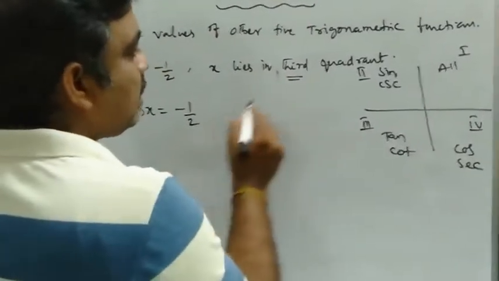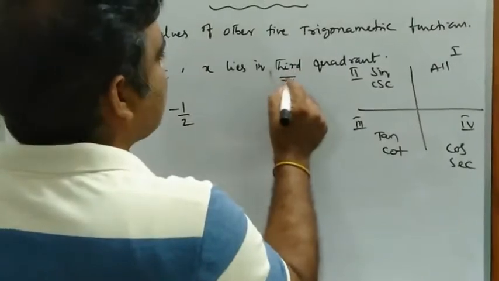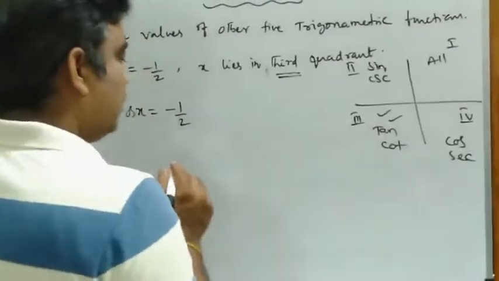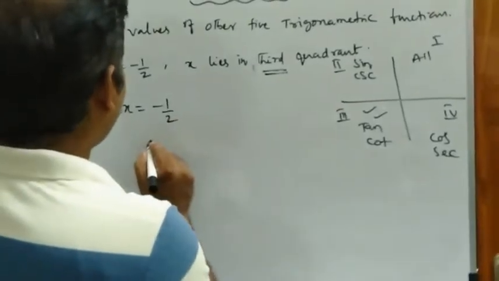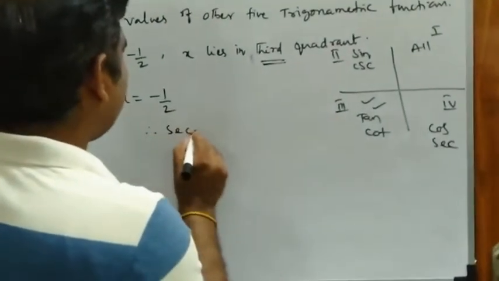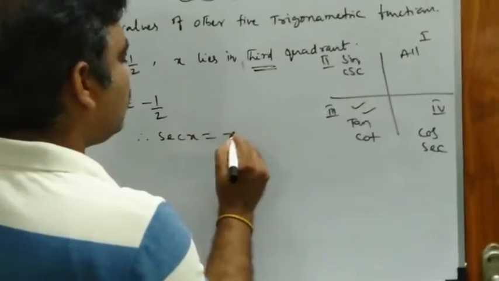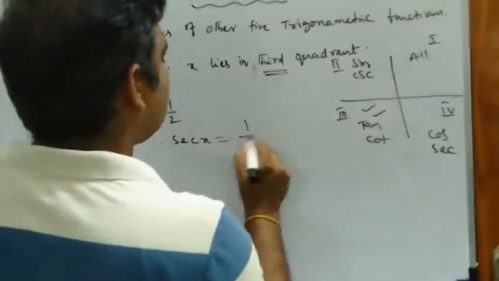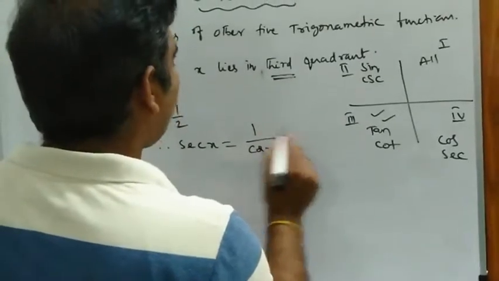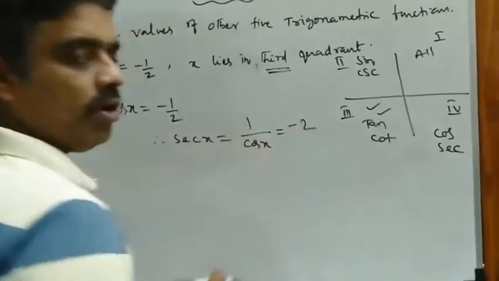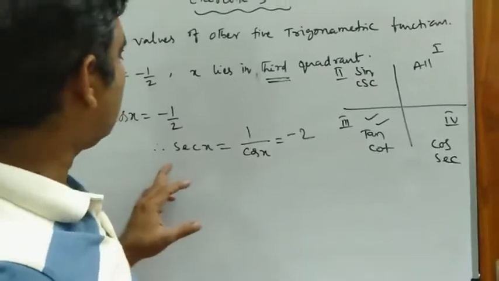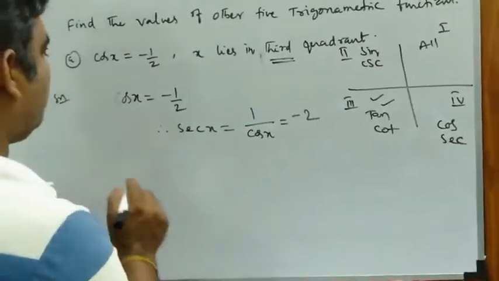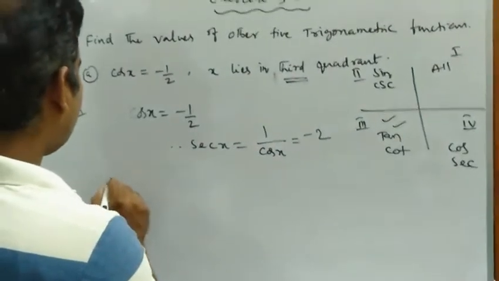So here it is given that x lies in the third quadrant. So x lies in this quadrant, and cos x is minus 1 by 2, which means secant x is equal to minus 2, because it is 1 by cos x. Secant x is nothing but 1 by cos x. So 1 by minus 1 by 2 is equal to minus 2. So cos and secant are also negative in the third quadrant. So minus 2.